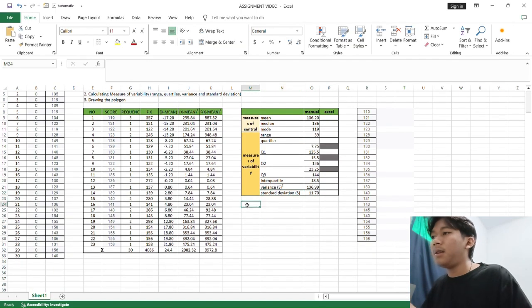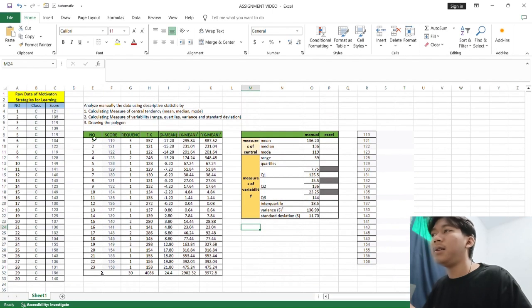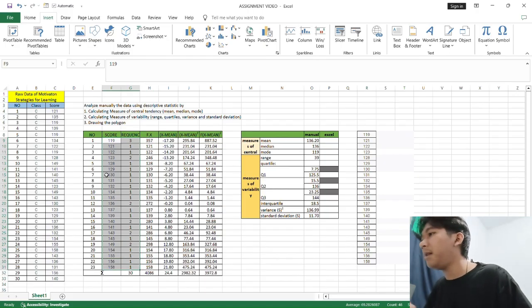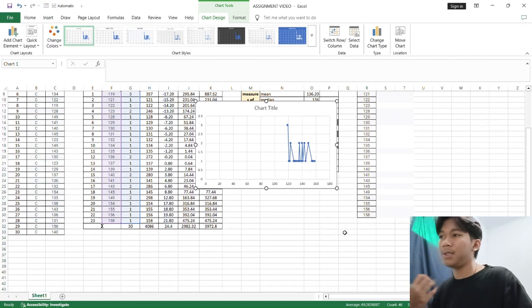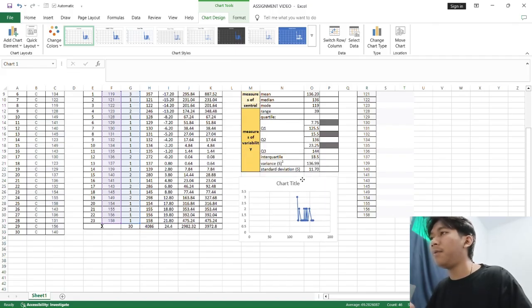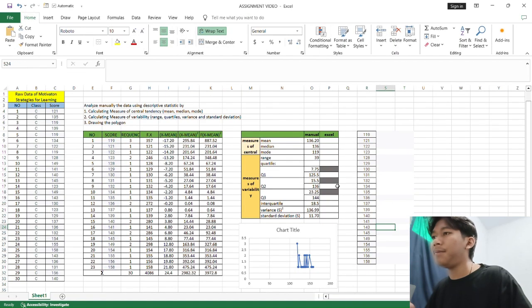Okay, and then how are we going to draw the polygon? You simply go to the Insert tab, don't forget to select the score and the frequency, and then click on Recommended Charts, and then you will see the scatter. Okay, just hit OK, and there we have it. This is the polygon for our data.